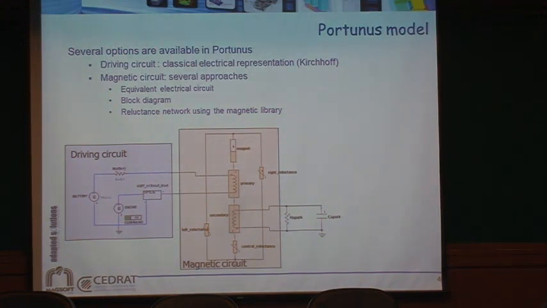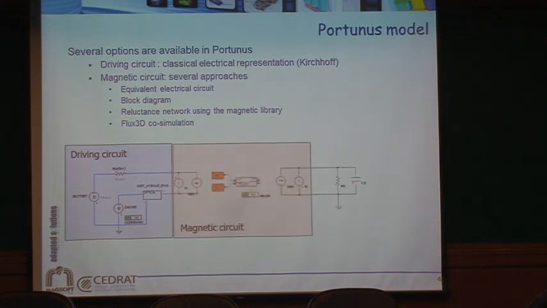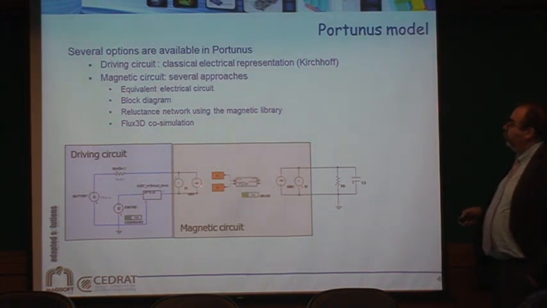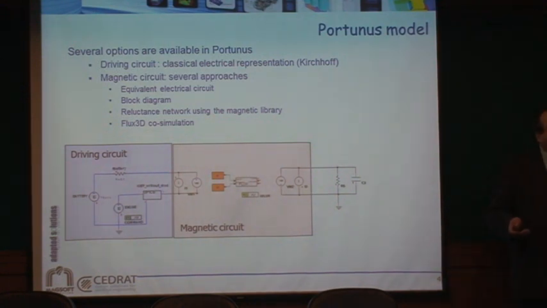So we saw the equivalent circuit, we saw block, we saw magnetic circuit, and now we can do it with Flux 3D co-simulation. So out of there we're going to bring the current, and same here, we will have the voltage and the current. So basically what we do is we bring the current inside Flux, it gives us back the voltage, and so that's how we do the co-simulation. So right in the middle, I have the full Flux model.